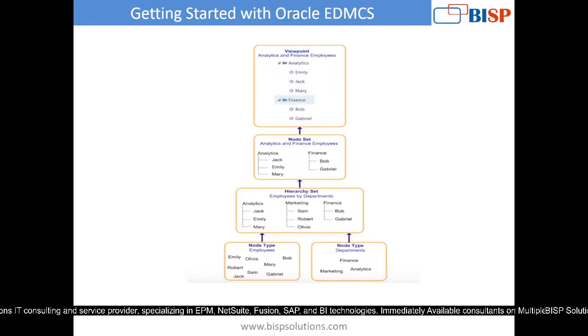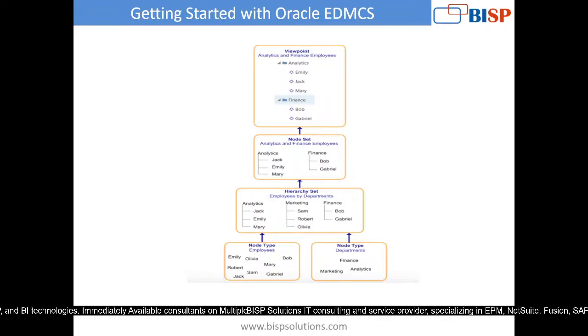And then we have departments also, or you can say it is also a custom dimension, that is departments. We have finance, marketing, analytics, and all the things. So node types are just, you can say, a replica of dimensions, and within a viewpoint we can have many node types, and we can access that.